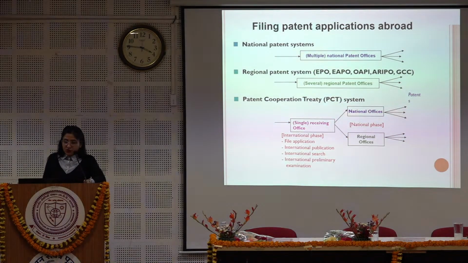Then comes the PCT route, where there is a single receiving office. PCT is basically the World Intellectual Property Organization, through which there is a single route where you can file the application. You file at this particular office, then it can go to the individual national offices and or the regional offices, for example ARIPO and others, and then you can have your filing done.